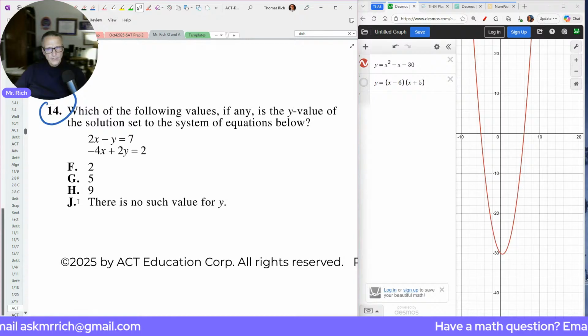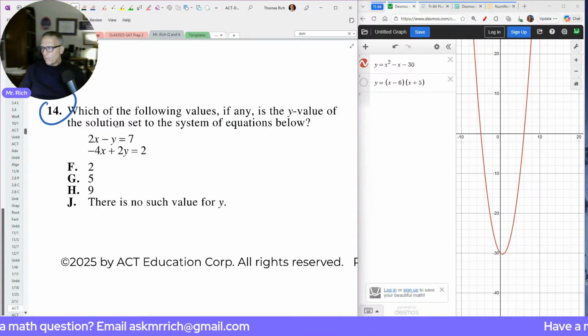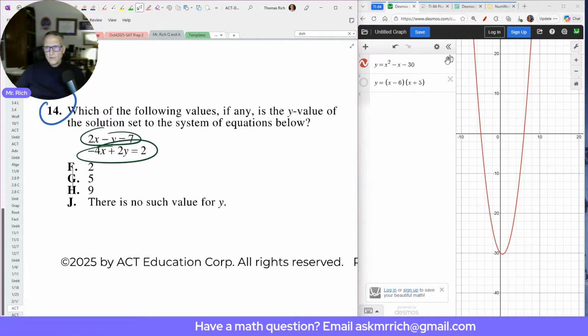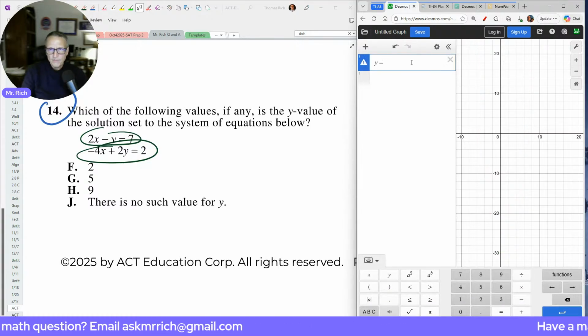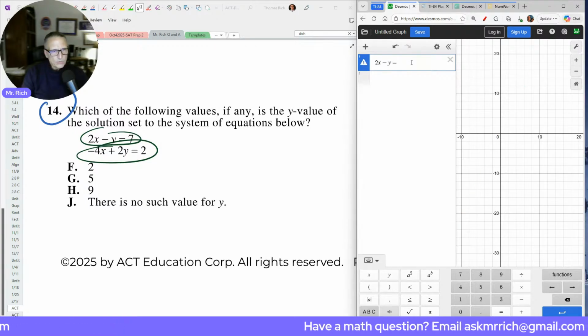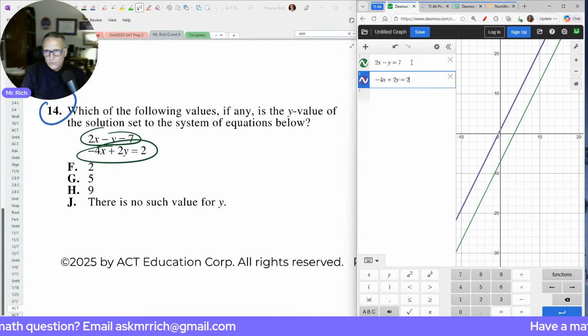All right, number 14 is a system of equations. It says, which of the following values, if any, is the y value of the solution set to the system of equations below? Well, what I'll do here, students, is I'm just going to graph each one of these lines. These are two linear functions, and I'll come over here to Desmos and get rid of those calculations, and I'm going to use the graphing feature here. I'm going to do 2x minus y equals 7, and then the other one is negative 4x plus 2y equals 2.